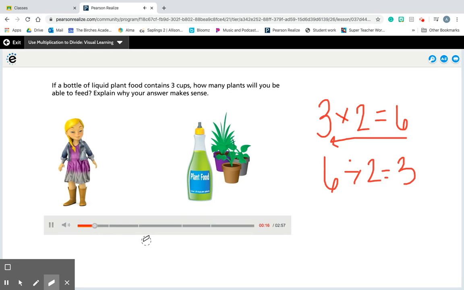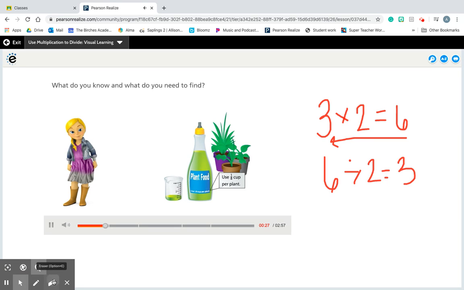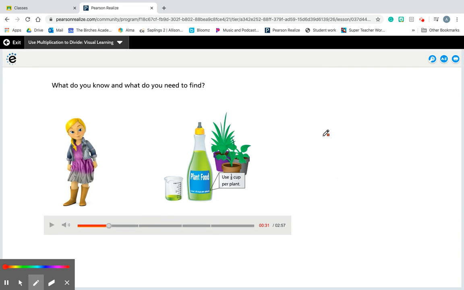If a bottle of liquid plant food contains 3 cups, how many plants will you be able to feed? Explain why your answer makes sense. What do you know, and what do you need to find? So we know that a bottle of plant food has 3 cups in it, and we know that each plant is going to take 1/8 of a cup. So I have 3 cups total in this bottle, and I need to split it into 1/8 so that I can feed each plant.